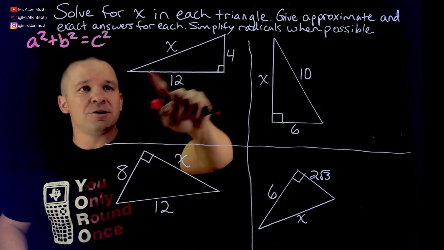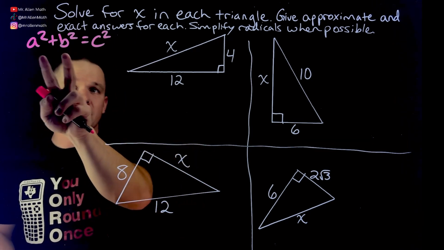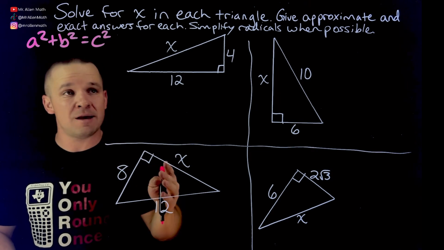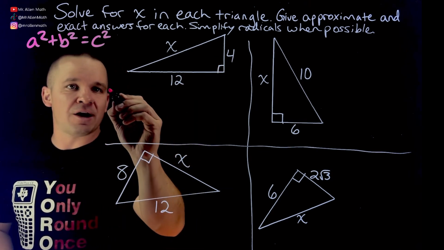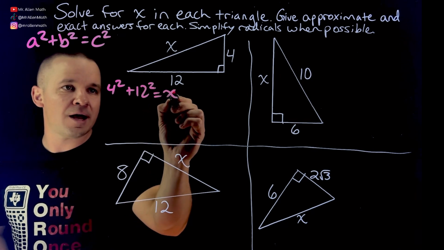Well, my hypotenuse is x, so that would be my c value. The 4 and the 12 are right here. Okay, it doesn't matter which one's a, which one's b, because they're both the legs, all right? So I've got 4 squared plus 12 squared equals x squared.